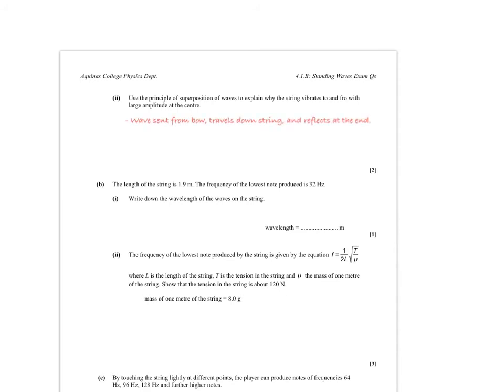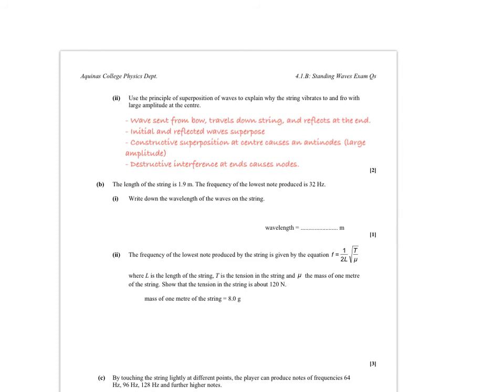So same old explanation. Wave is sent from the bow, travels down the string and reflects at the end. The initial and the reflected waves then superpose. Where the constructive superposition occurs at the centre, we get an antinode, so large amplitude oscillation, and then I suppose to finish it off, the destructive interference at each end causes the nodes.